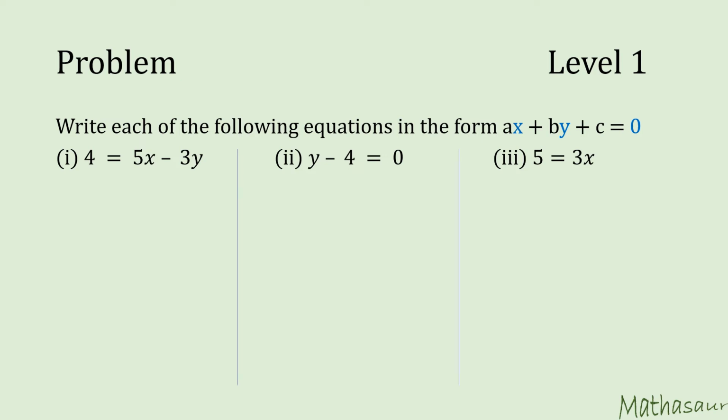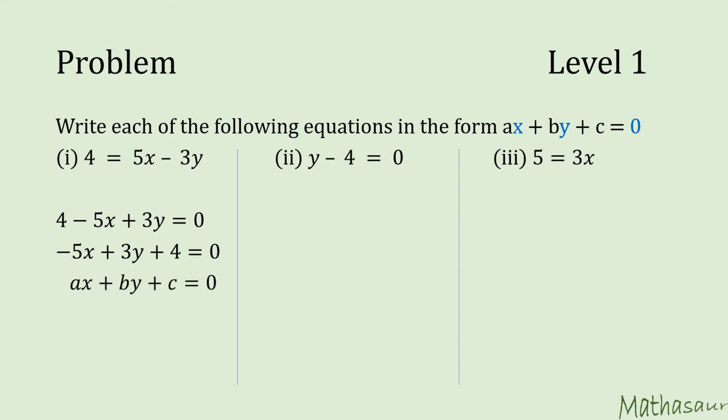Let us look at the first equation. So first of all, let us take all the terms on the left hand side. This would give us a 0 on the right hand side. Let us rearrange the terms so that the term with variable x comes first, the term with variable y comes next, and the term with a constant comes last. Let us compare this with the form ax plus by plus c equals 0. Can you identify the values for a, b and c here?